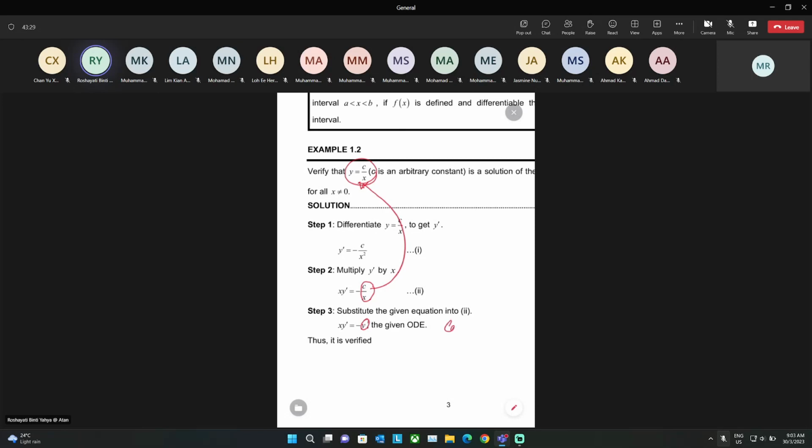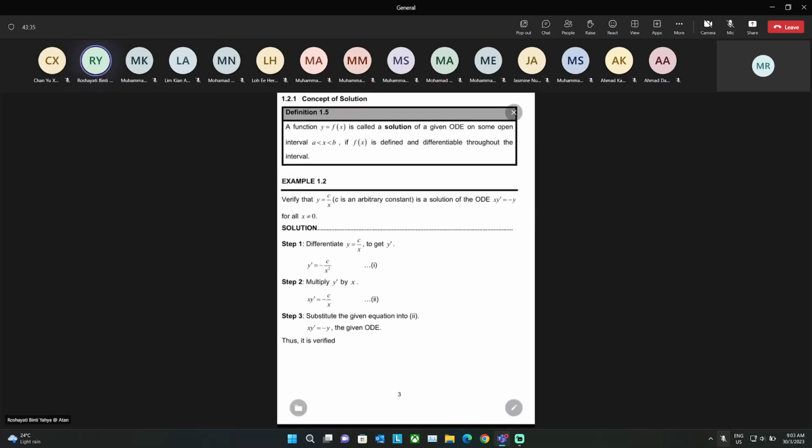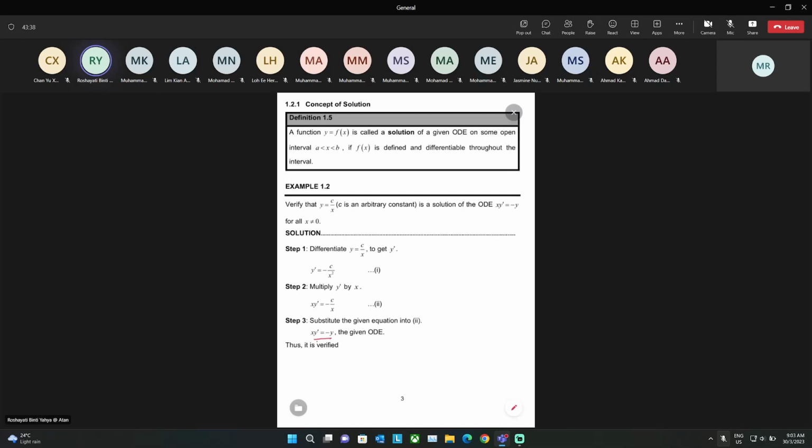And then, after that, you compare with the given ODE. If you compare with the given ODE here, it is the same. When you get the same after you substitute, it is verified that y equal to c over x is the solution for this ODE.